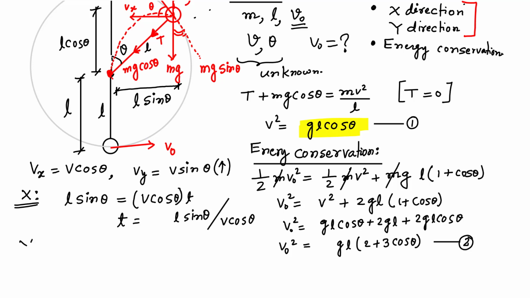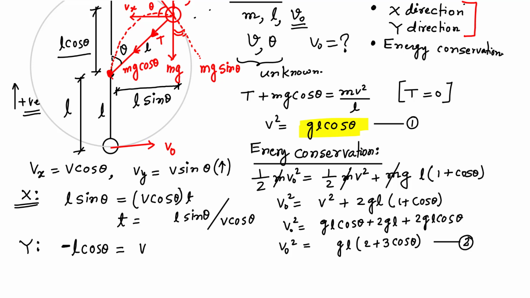Let us write the equation of motion in the y direction. What is the distance that is covered in the y direction? This is simply L cos theta. The distance is covered downward but the initial velocity is upward, so let us put this as negative. Upward I am taking as positive, so anything that is downward will be negative. So minus L cos theta.